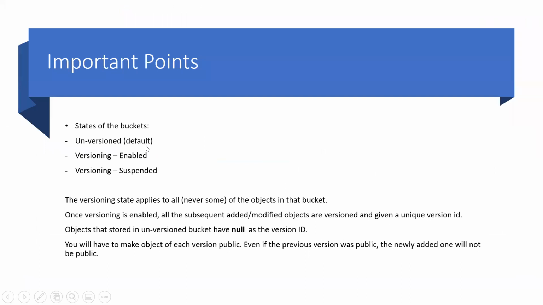Let's go ahead and see the other two options. Versioning enabled, by name it's very clear, version will be enabled. Versioning suspended, by the name itself it is again very clear that versioning will be suspended. This versioning will be applied to all the objects in the bucket, not just a few or some of them. You apply the versioning on the bucket, not on the object, and that will be applied to all the objects in the bucket. Once versioning is enabled, it will give a unique version ID. But if you unversion it again, then it will have null as the version ID for all those things.